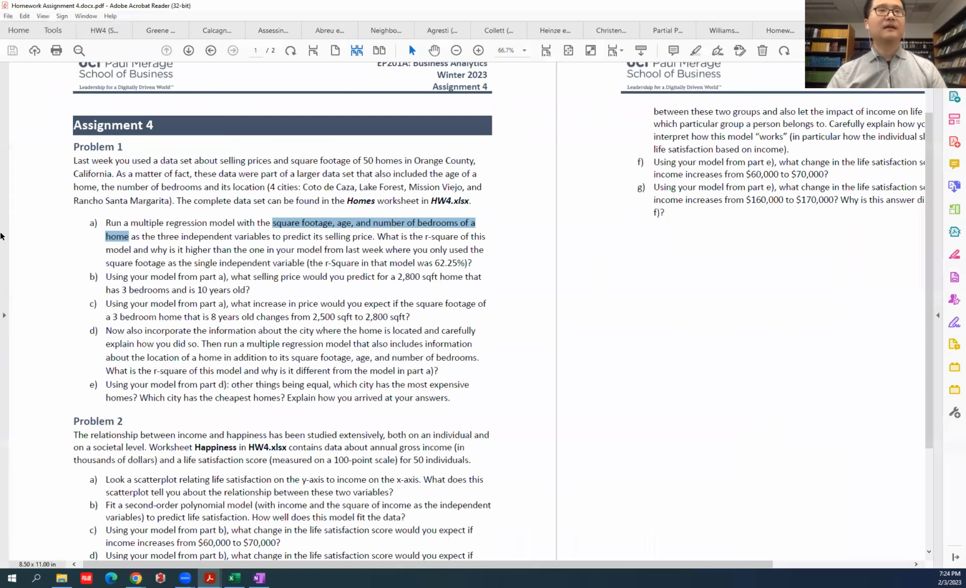Okay, let's move on. So with that, we need to predict a selling value for a house with specific size, with specific number of years, and number of bedrooms. So have you already done this part? How did you build a predicted value?